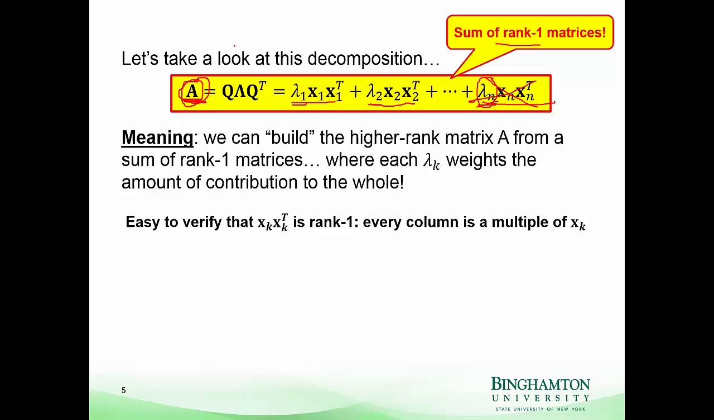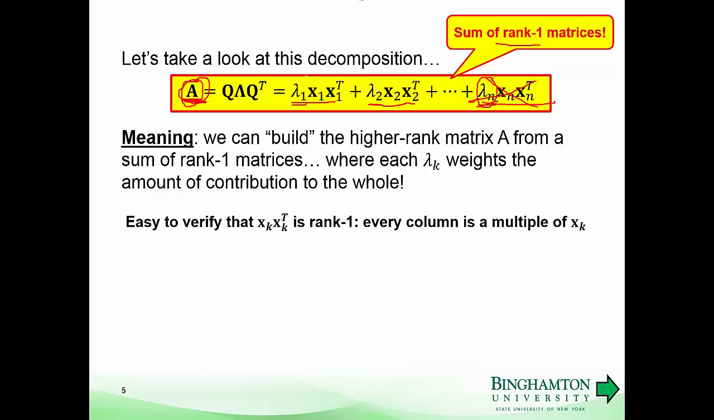So if we know that A has rank 5, regardless of its n by n size, there's only going to be 5 non-zero eigenvalues. That's a really, really cool thing. I didn't put it into the notes here, but it's a really, really cool thing.